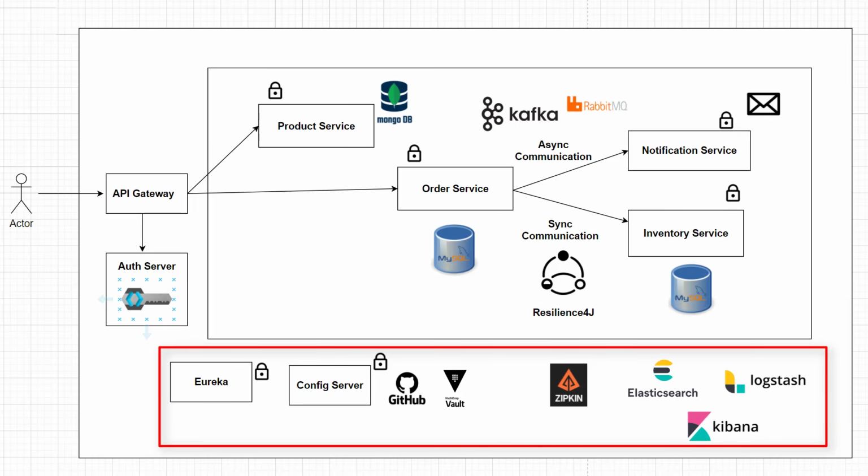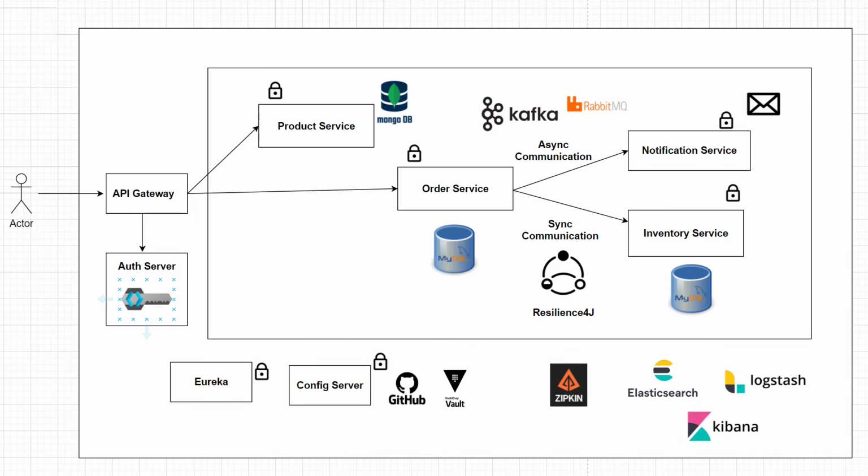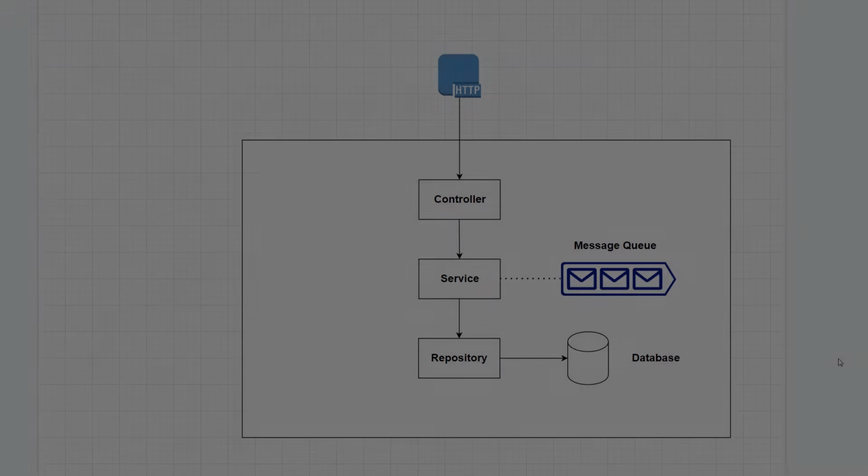We're going to use Zipkin to do the distributed tracing, and also to do the centralized logging. We're also going to use Elasticsearch, Logstash, and Kibana. And again, don't be overwhelmed with all these details. We will have a look at each of them in detail in this tutorial.